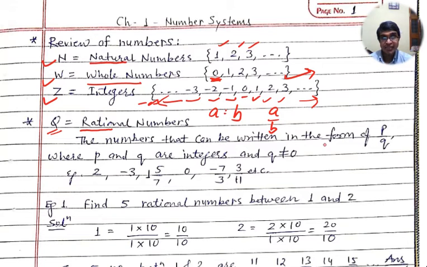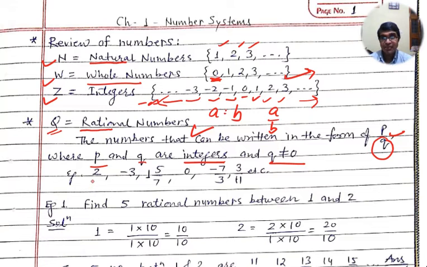The numbers that can be written in the form of p by q, where p and q are integers and q is not equal to 0, are rational numbers. So p and q both must be integers and q not equal to 0. If q is 0, p by q will not be defined. So that's why q is not equal to 0, and p and q both are integers. If we can write any number in p by q form, where p and q are both integers and q is not equal to 0, it is called a rational number.